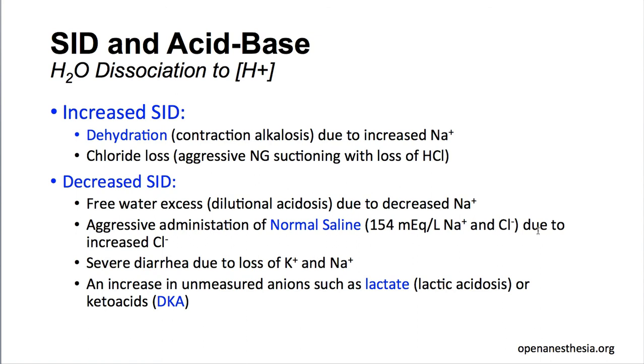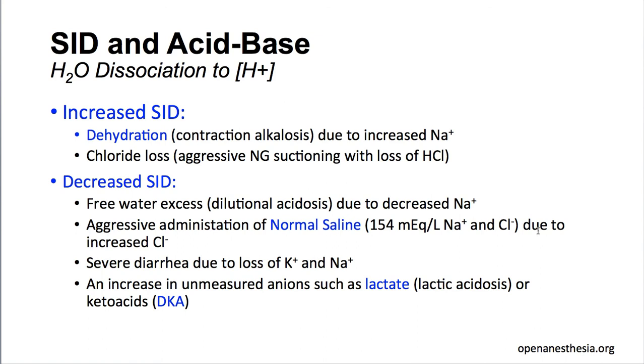Now, contraction alkalosis is something else we see clinically when we give lots of diuretics over periods of days. If you have a dehydrated patient, if they have an increased sodium frequently, hypernatremic, that's a cation. So as the cations go up, you're increasing the strong ion difference and have less dissociation of water to hydrogen ion, so less hydrogen ions around, so you actually get a dehydration contraction alkalosis.